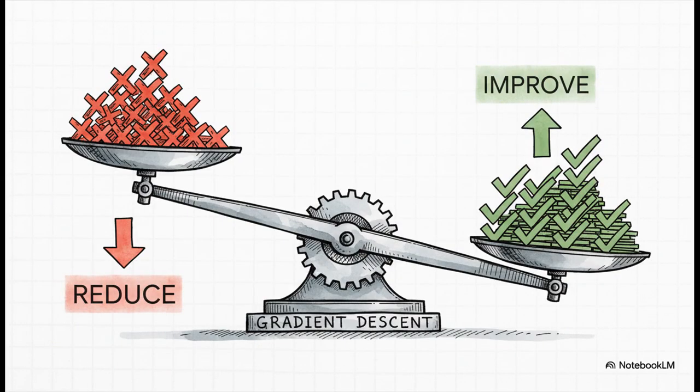See, whenever a model is training, it really only has two simple goals. First, to make fewer mistakes. That's what we mean by reducing the error. And second, to get better at predicting the correct answers, or improving its accuracy. Gradient descent is the very technique that makes this whole cycle of improvement possible.